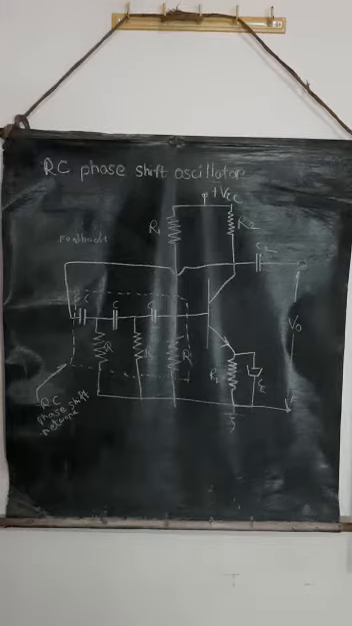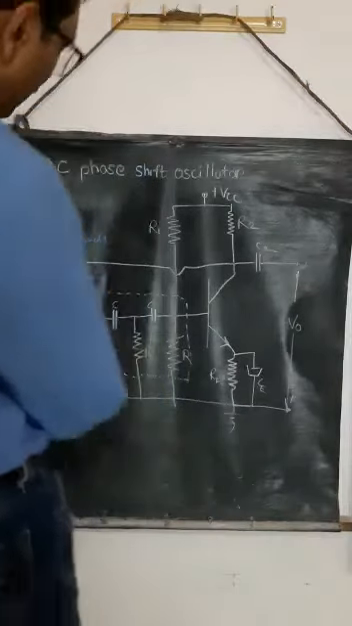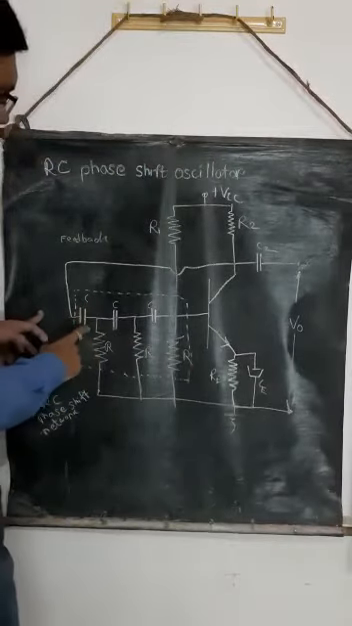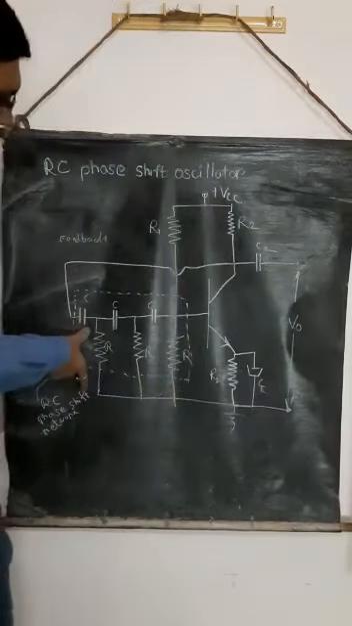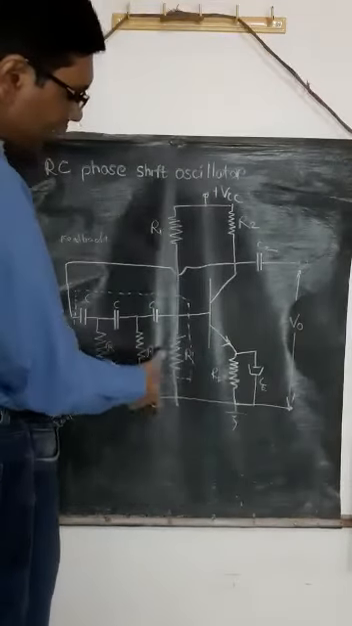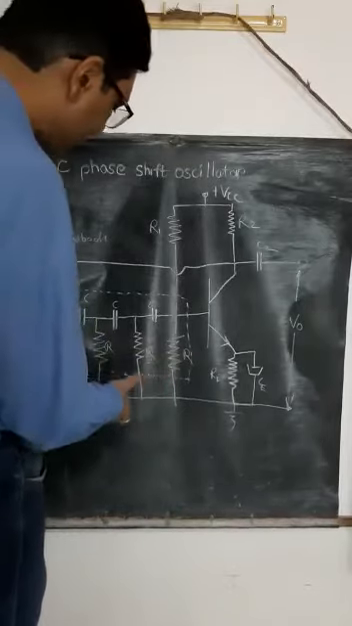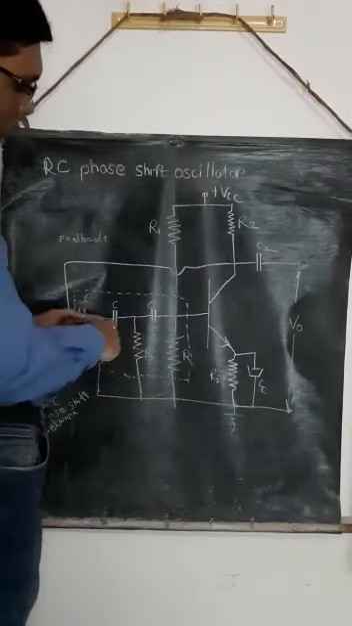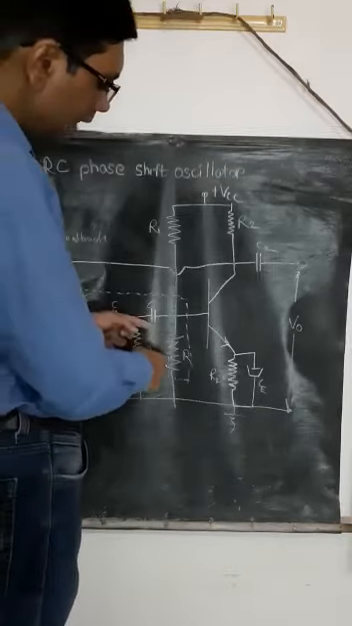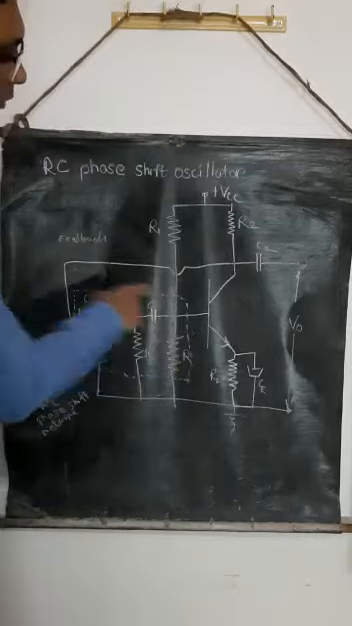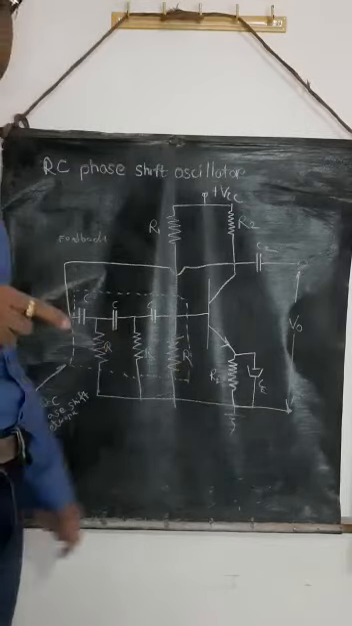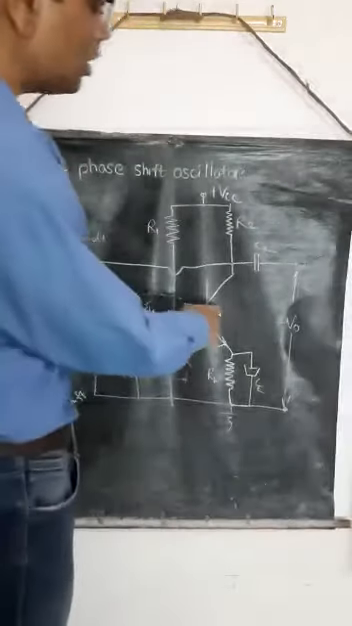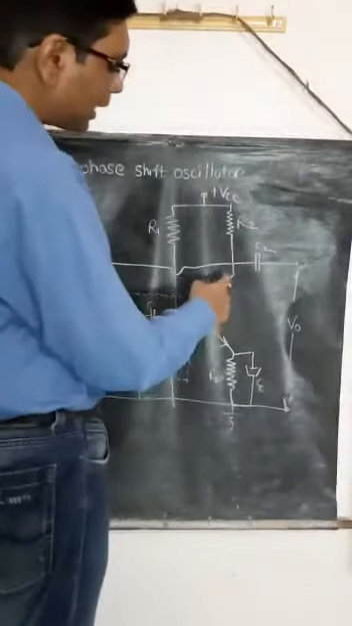देखो यहाँ पे आरसी नेटवर्क यूज किया है, कैपेसिटर रेजिस्टर। This will produce 60 degree phase shift. This C and R will produce 60 degree phase shift, this C and R produce 60 degree, and this C and R produce 60 degree. The total is 180 degree phase shift produced by these three capacitor-resistor stages of the RC oscillator, and the remaining 180 degree phase shift is produced by this transistor.